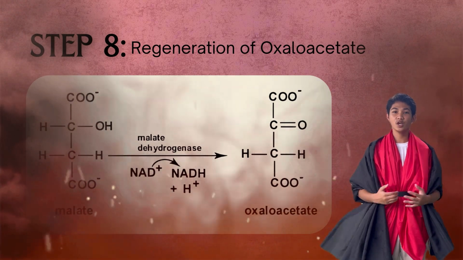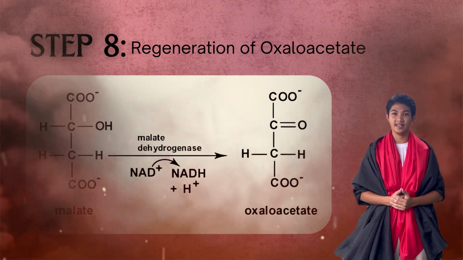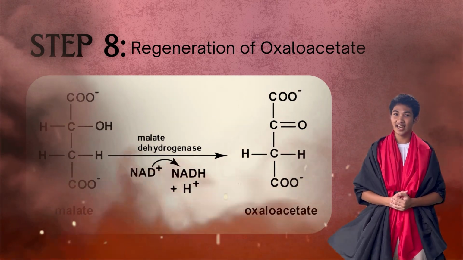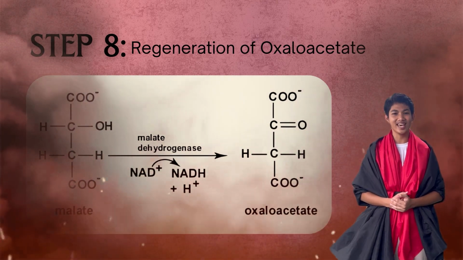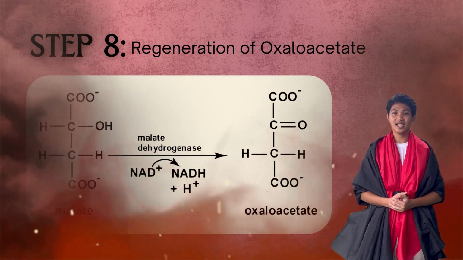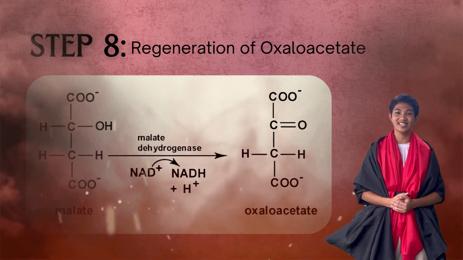And finally, we reach the eighth and last step, regeneration of oxaloacetate. Malate is oxidized by NAD+ through the action of the enzyme malate dehydrogenase, producing NADH and regenerating oxaloacetate. This oxaloacetate is then ready to combine with the new acetyl group, restarting the cycle.